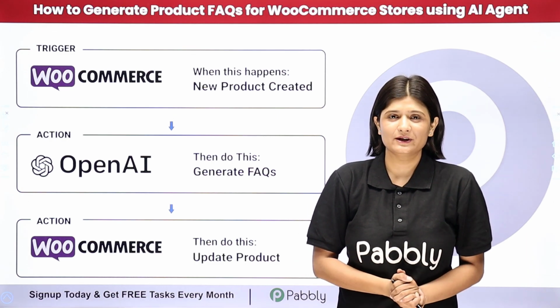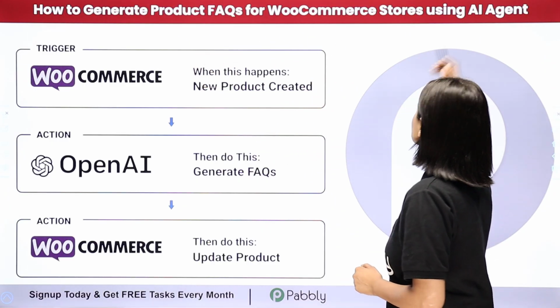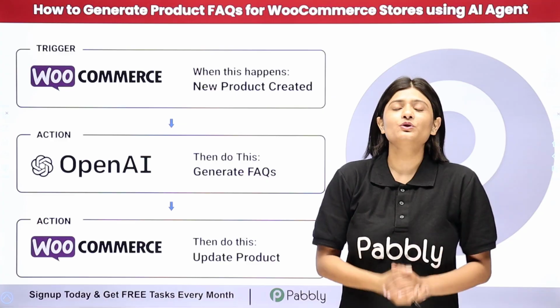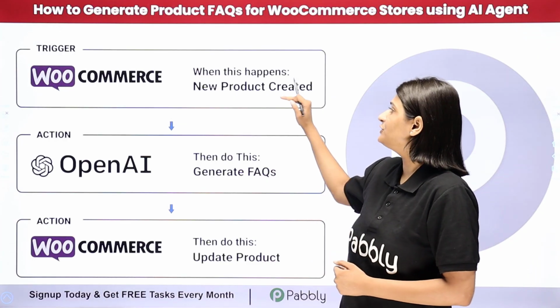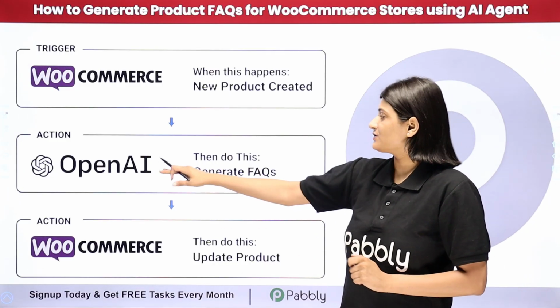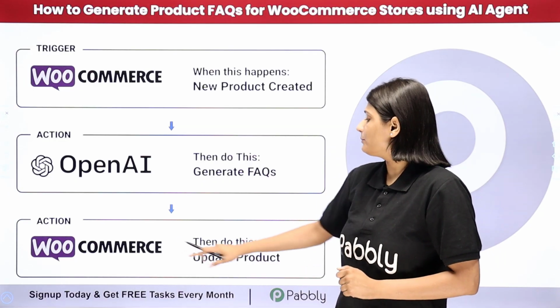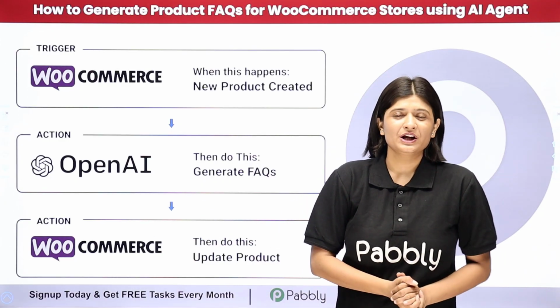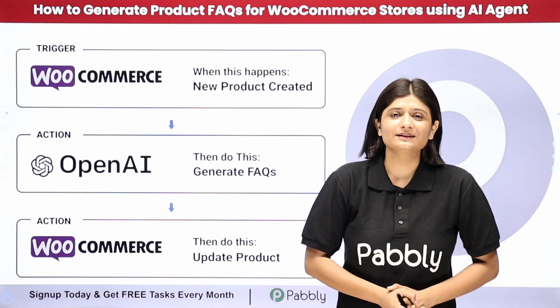In this video, we are going to learn how to generate product FAQs for WooCommerce stores using AI agent. So let's suppose I'm running a WooCommerce store and I want that as soon as I add a new product in my WooCommerce store, the FAQ should be automatically generated with the help of OpenAI and my product description should be automatically updated in my WooCommerce. Doing this manually is a very time-consuming task, so I'm completely going to automate this process.